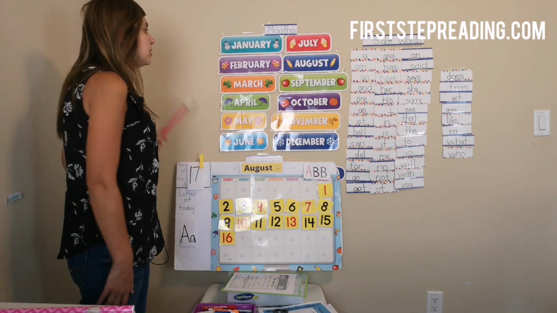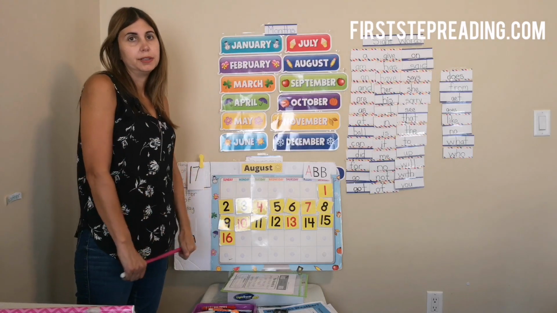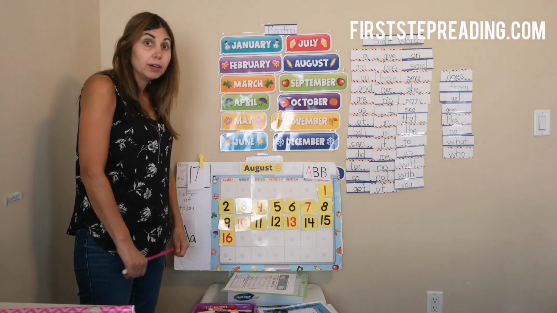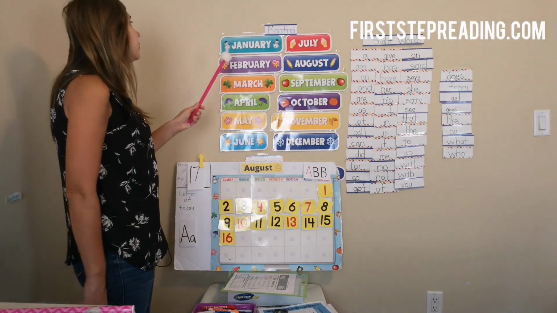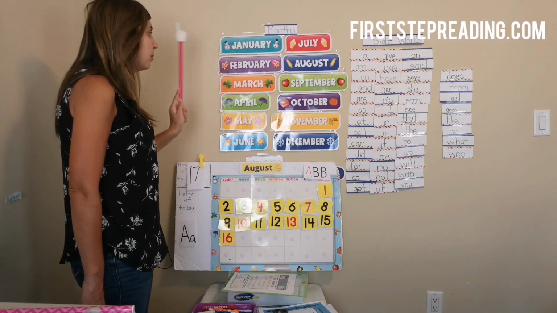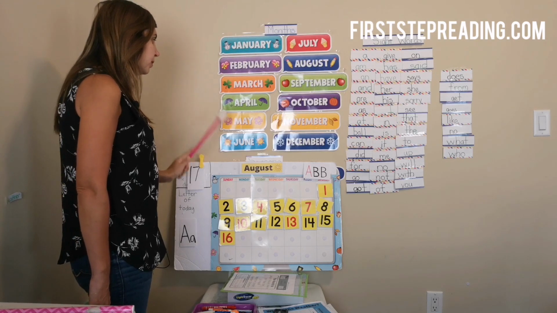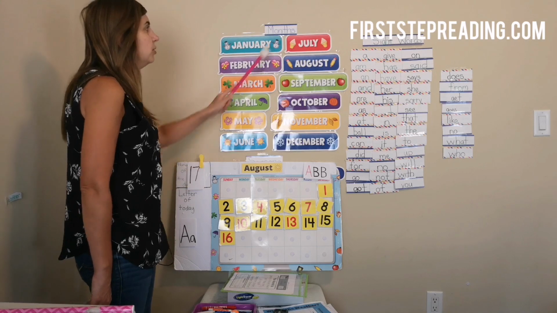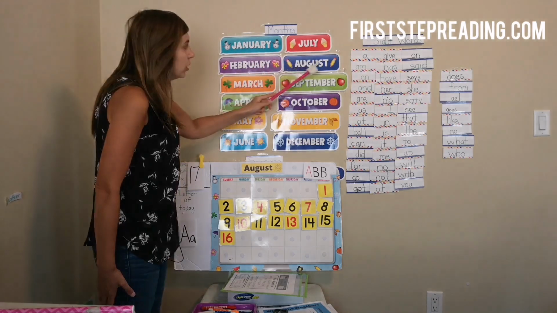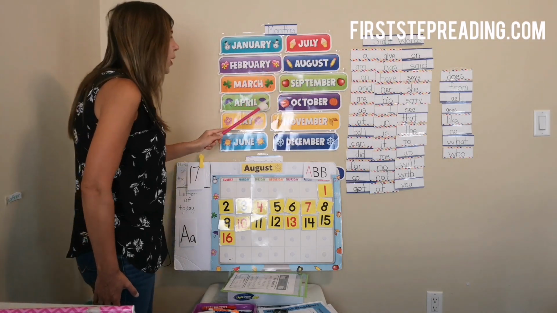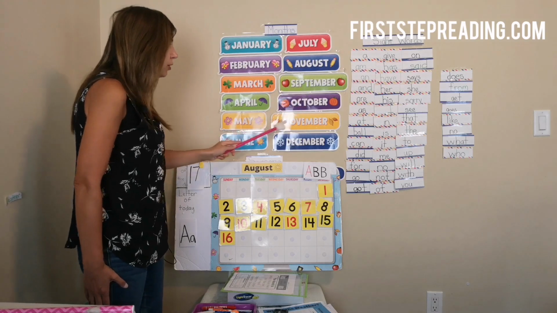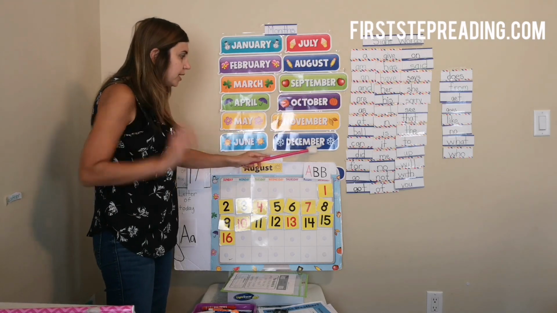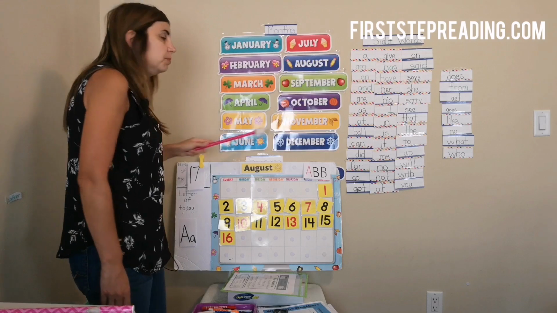How many months are in 1 year? 12. Good job. Let's say it together. January, February, March, April, May, June, July, August, September, October, November, December. These are the 12 months in a year.